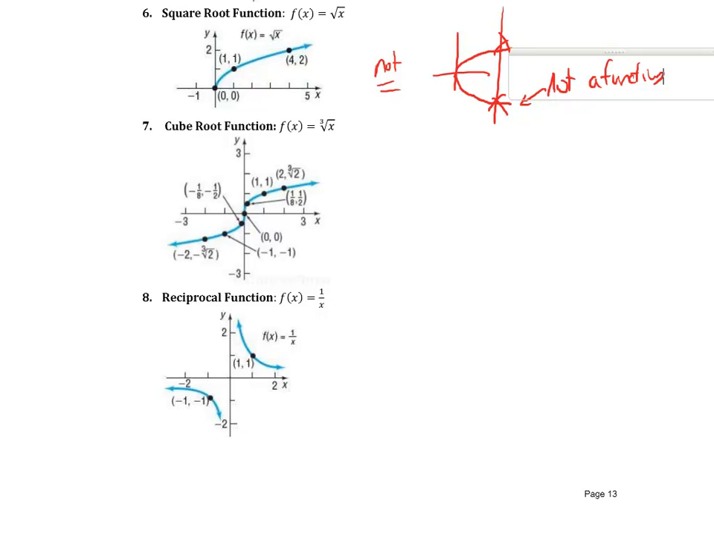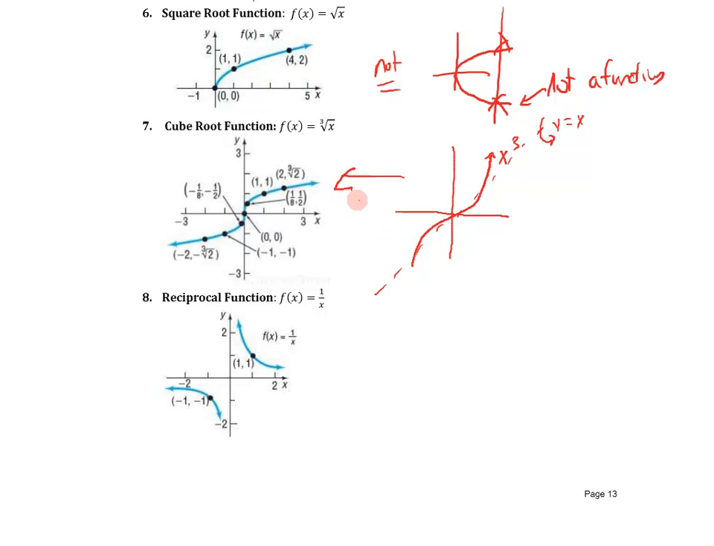Now the cube root function, f of x is equal to the cube root of x, is actually the full graph of x cubed where you rotate it about the line y equals x. You basically take the picture here for x cubed, pick it up, and flip it along that diagonal, and you'll end up with this graph right here. Okay? That's the cube root function.